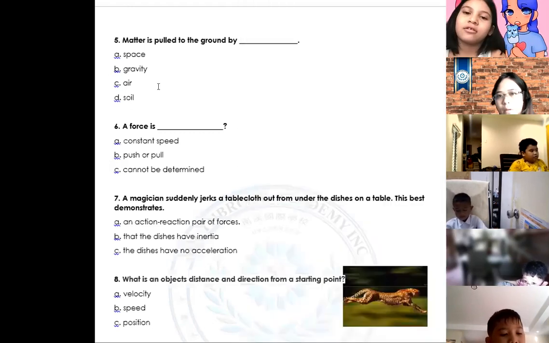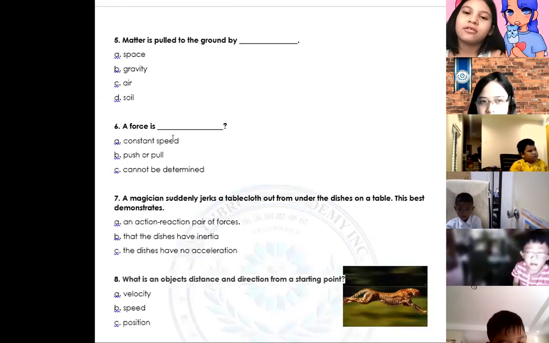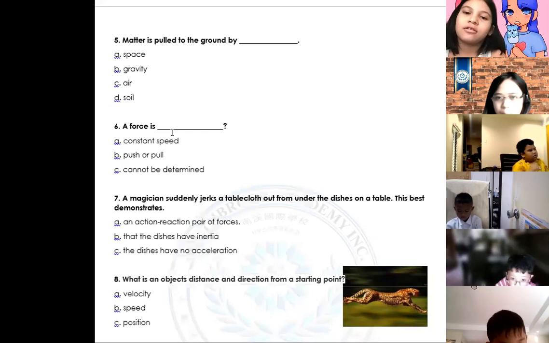Oh. Okay, next, number 6. So a force is blank. A. Constant speed. B. Push or pull. Or C. Cannot be determined.